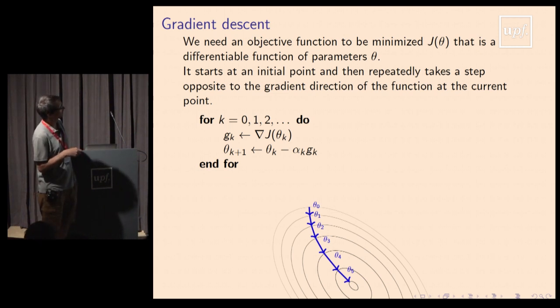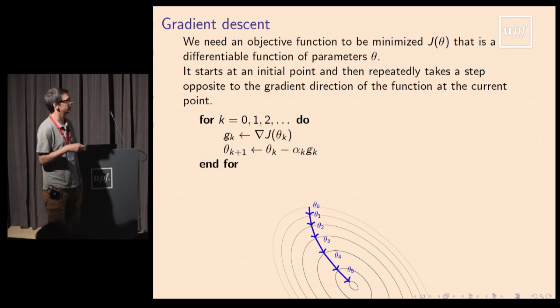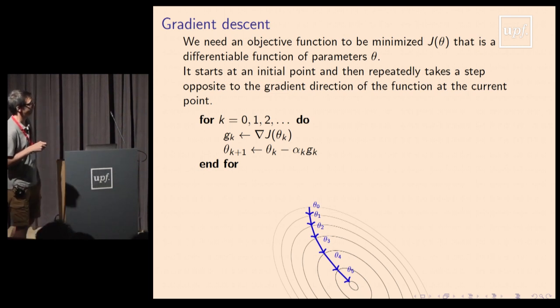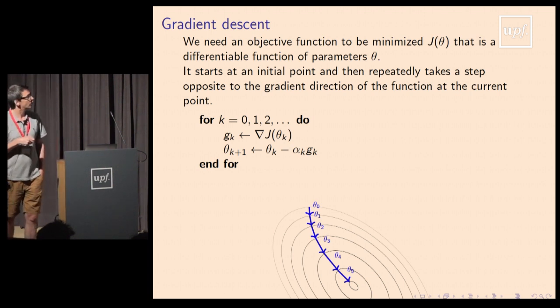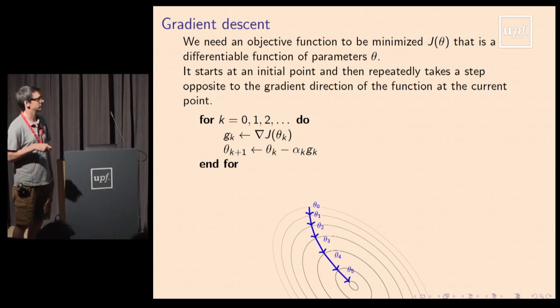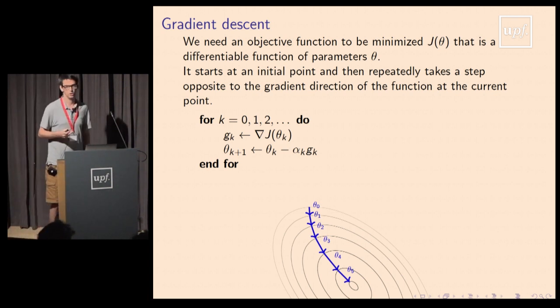You calculate the gradient at each iteration. And then you move in the direction opposite to the gradient with some learning rate alpha k. And you update the parameters theta that way such that you minimize your objective function g theta. So that's gradient descent. And it requires your objective function to be differentiable, such that you can move with gradient descent towards optimizing your objective function.